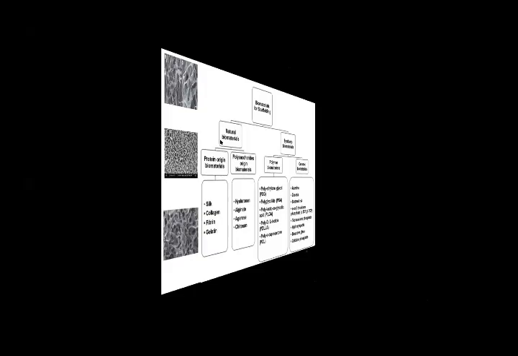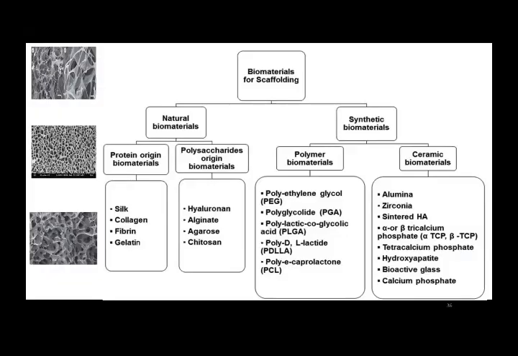Now, biomaterials for scaffold. Materials that can be used for scaffold could be natural biomaterials or synthetic, mainly. The main differentiation here: about natural biomaterials, maybe we have protein origin biomaterials or polysaccharide origin biomaterials. Under protein, we have silk, collagen, fibrin, gelatin. Polysaccharides, maybe we have hyaluron, alginate, agarose, and chitosan. These are all different materials. You don't need to know this in depth. However, these are the natural biomaterials commonly used for scaffolding.